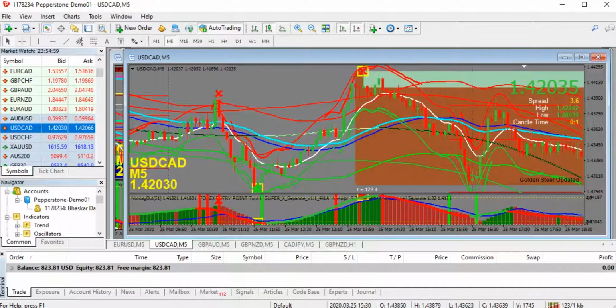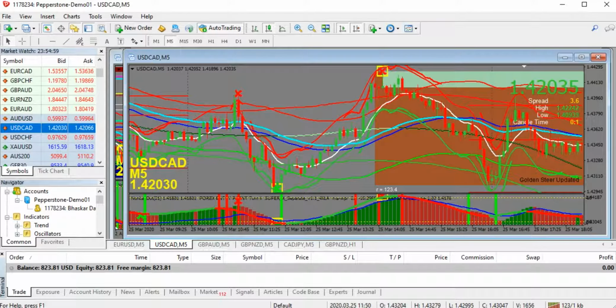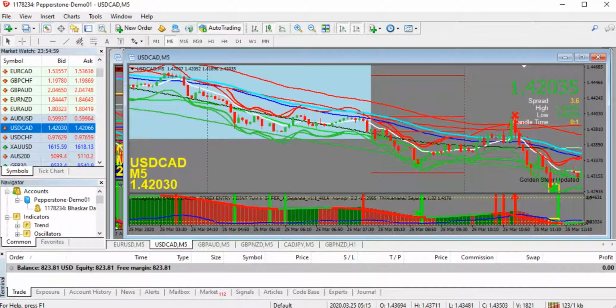Excellent bubble setup here. Look at this. If it breaks with force, the blue line, you can still take it and exit down. Right. See the setup. Blue line is far. Bubble setup. Up. You can exit here. It's a lot of pips.